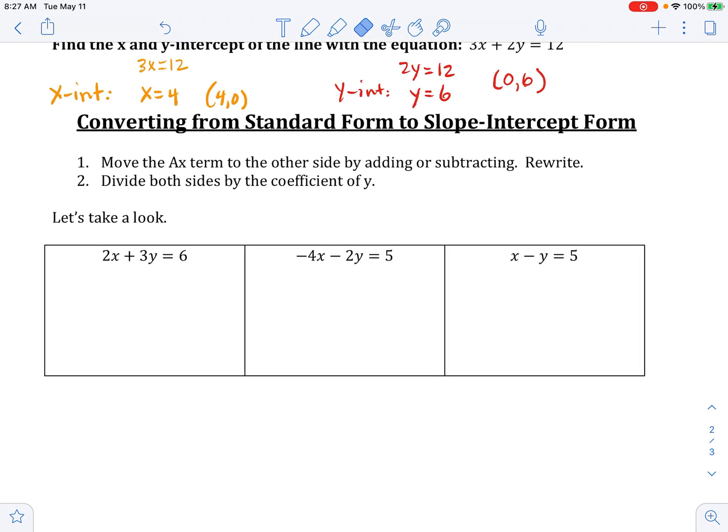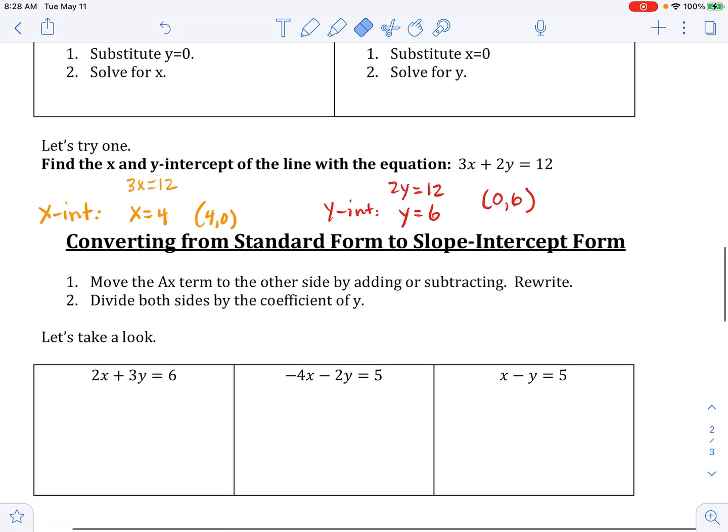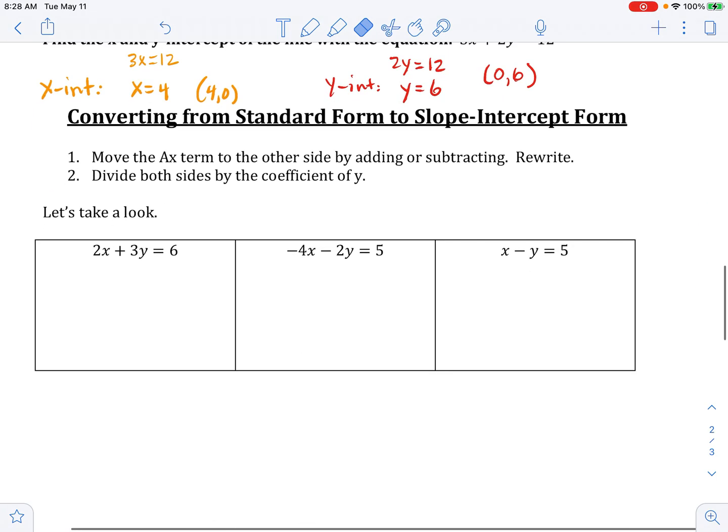All right, so the last thing we need to do is be able to convert equations that are in standard form to slope-intercept form. So remember, we want to go from standard form, which is ax plus by equals c, down to y equals mx plus b. So essentially what we're trying to do is isolate y. And there's only a couple steps to do that, actually.